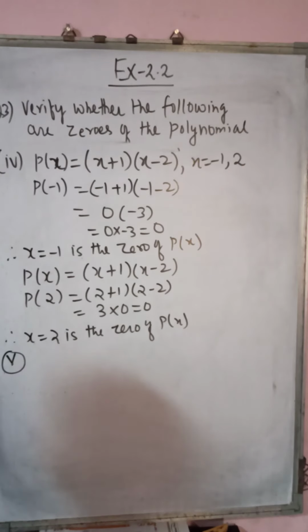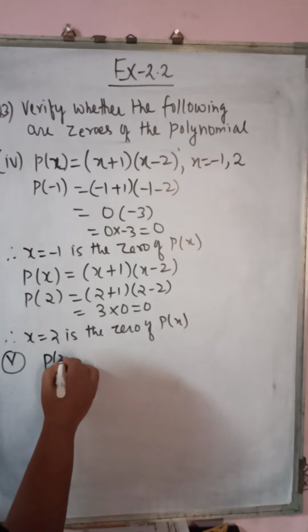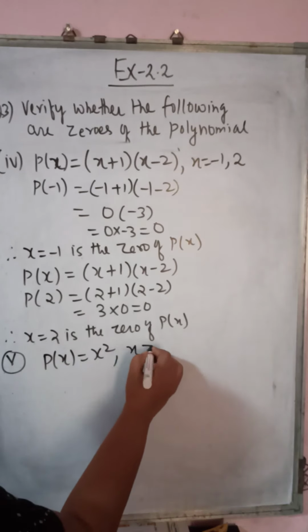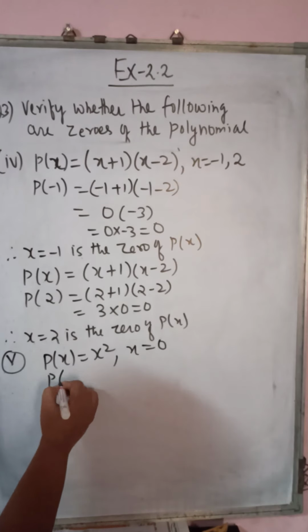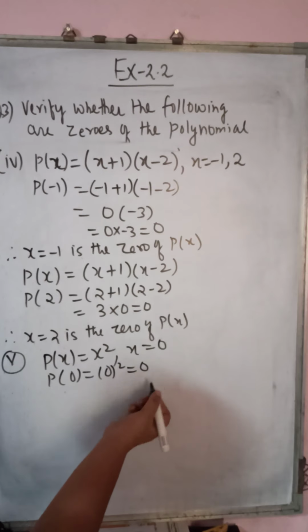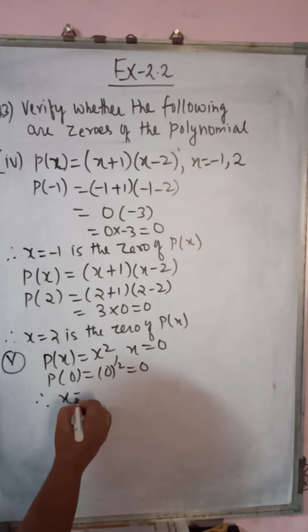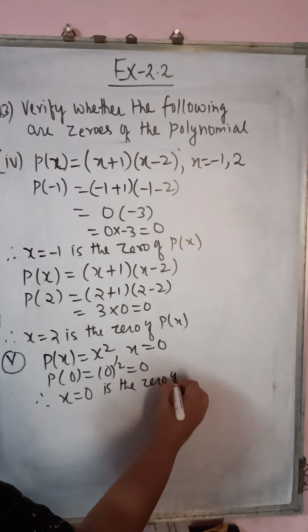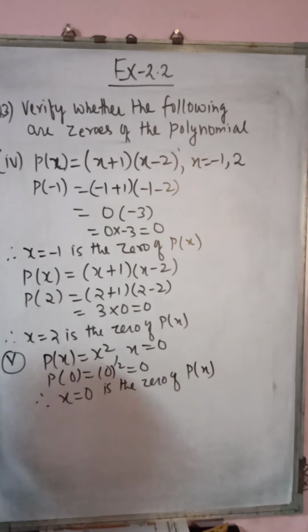Next, fifth part. p(x) is equal to x square, and you have to put x equals 0. So very simple. In place of x you will put 0. So 0 square is equal to 0. Therefore x equals 0 is the zero of p(x).